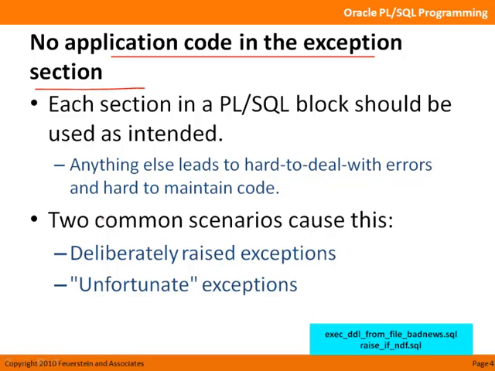Two common scenarios: deliberately raised exceptions and what I'll call unfortunate exceptions, which I'll explain as we go through the examples. The basic rule is that you want to avoid putting any of your application logic in the exception section and only put error management code in that section. So let's start off by looking at exec_ddl_from_file_bad_news.